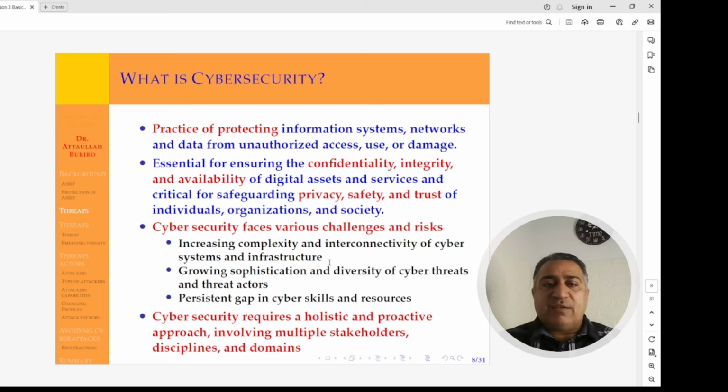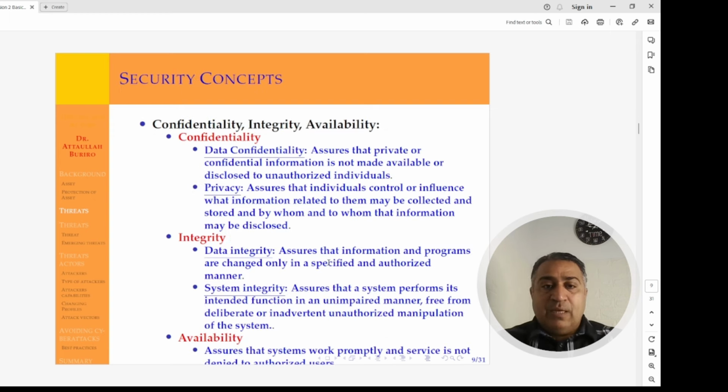So the point is, cybersecurity is just not an easy technique. It requires a holistic and proactive approach. It should involve multiple stakeholders, disciplines, and domains as well. Now, since cybersecurity provides confidentiality, integrity, and availability, I need to define them.